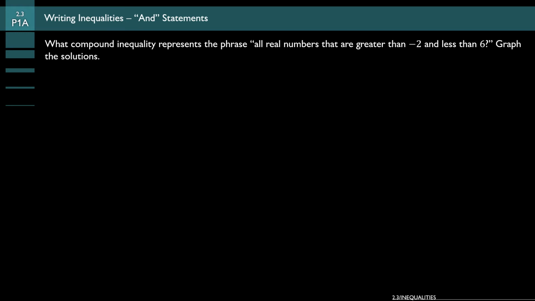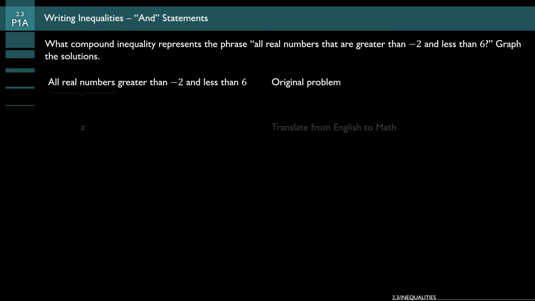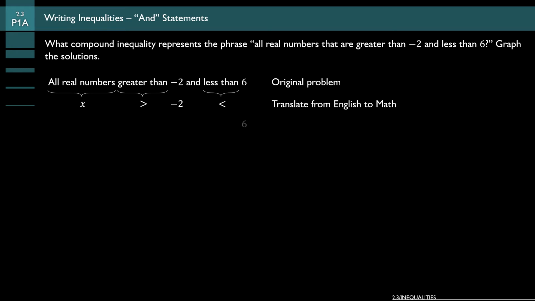So let's take the phrase all real numbers greater than negative 2 and less than 6, and let's break it down. All real numbers, we're going to say, is x. Greater than negative 2, so we're going to use greater than and just substitute the sign in for it and then bring down our negative 2. And less than, so the less than sign, 6, and pull down our 6. So what we end up with is two separate inequalities. X is greater than negative 2 and x is less than 6.